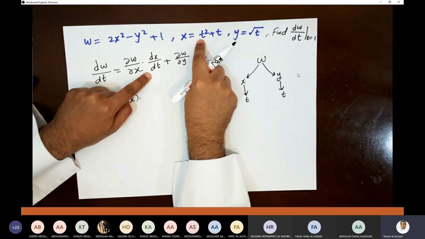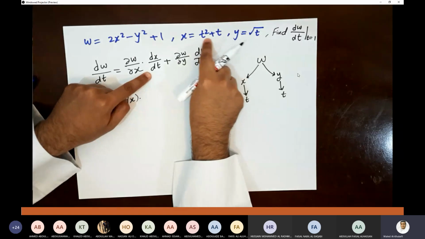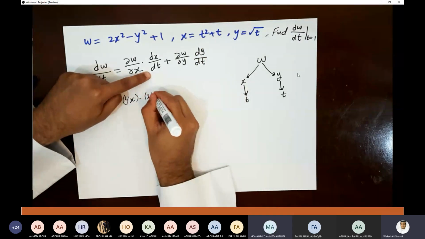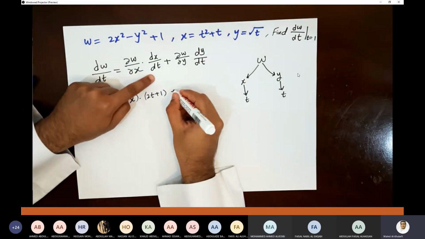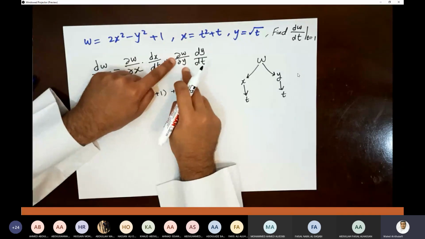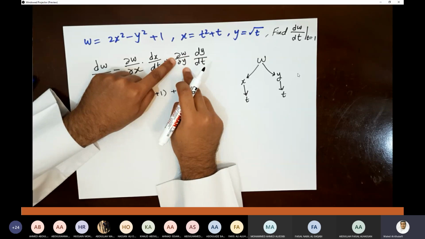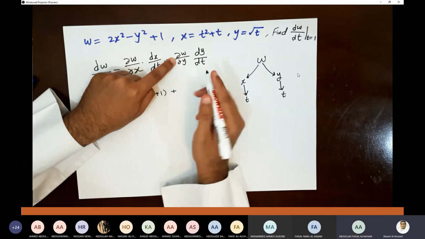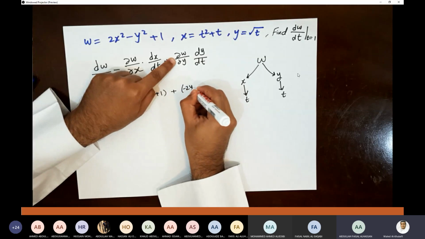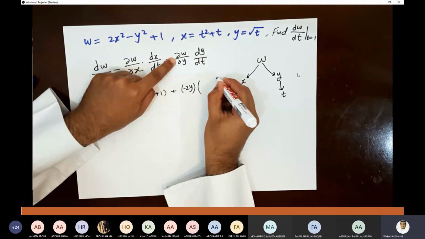Yes, Muhammad Ahmed. 2t plus 1. 2t plus 1 plus partial w by partial y. Anyone else? Partial w by partial y. Yes, Abdullah Faisal. Minus 2y. So let me write it like this, minus 2y.